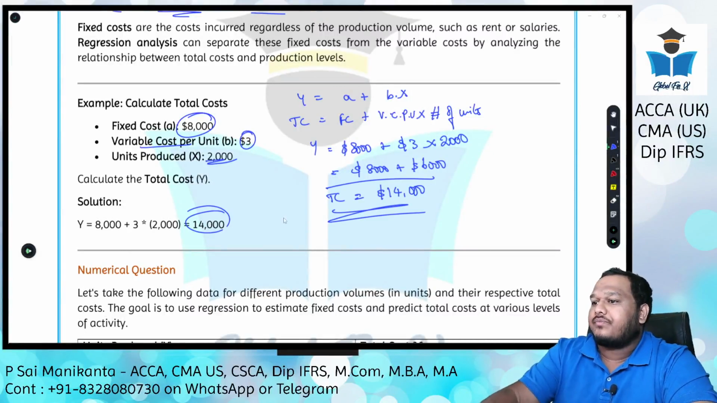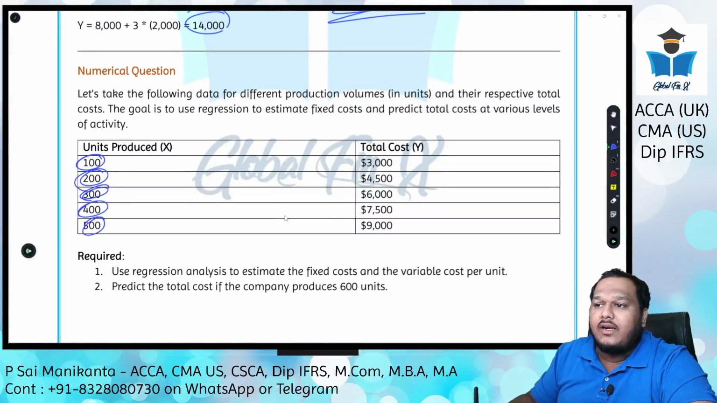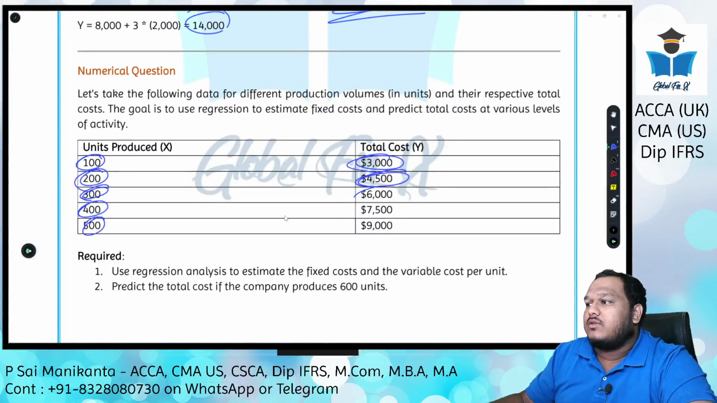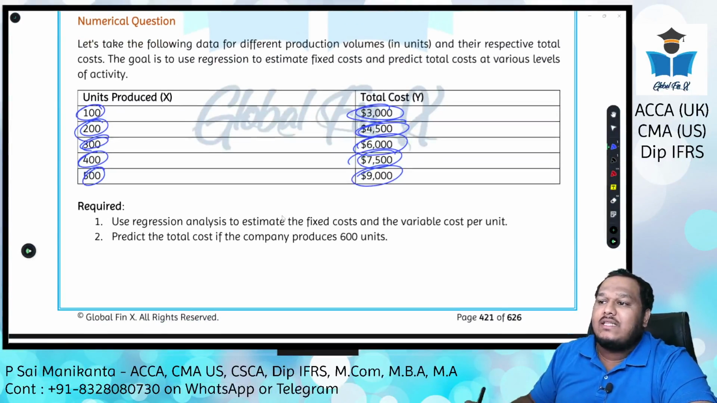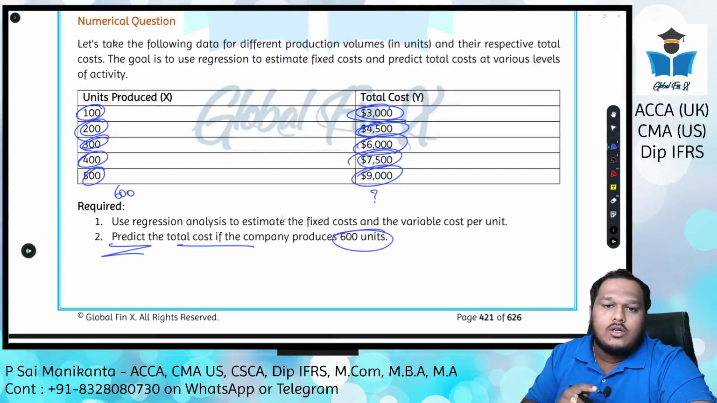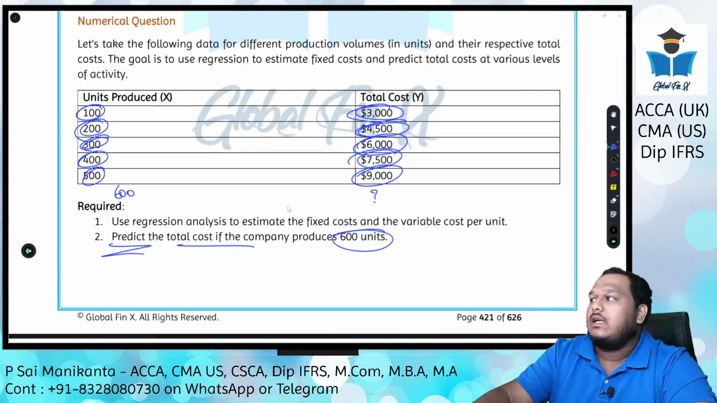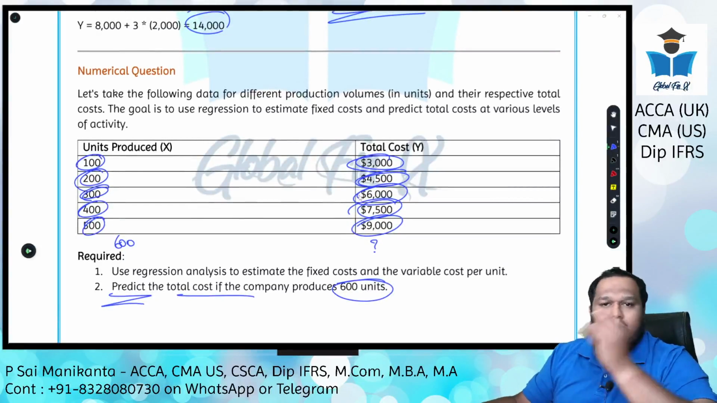Okay. There's also one small question given for you. Units produced: 100, 200, 300, 400, 500. Total cost: 3,000, 4,500, 6,000, 7,500 and 9,000. So using this, predict the total cost if you produce 600 units. Sir, simple. Use the high-low method that we already discussed in D1, last point. If you remember, if not, good for you.